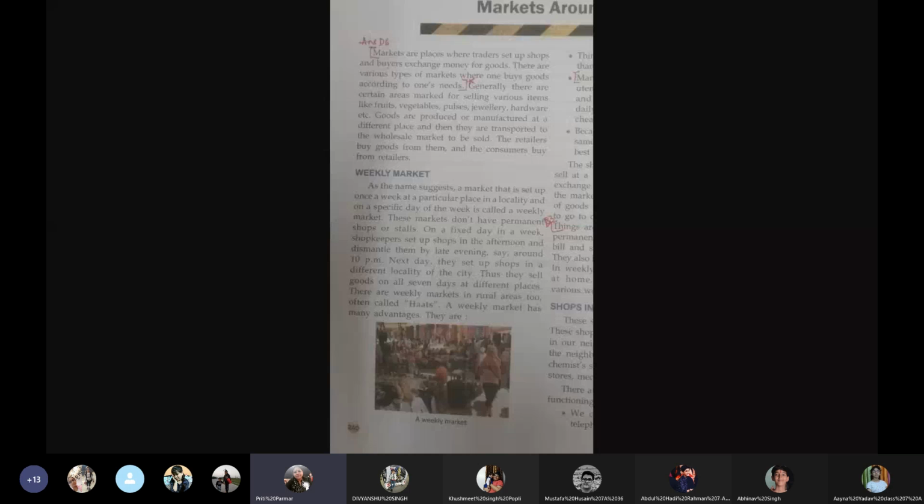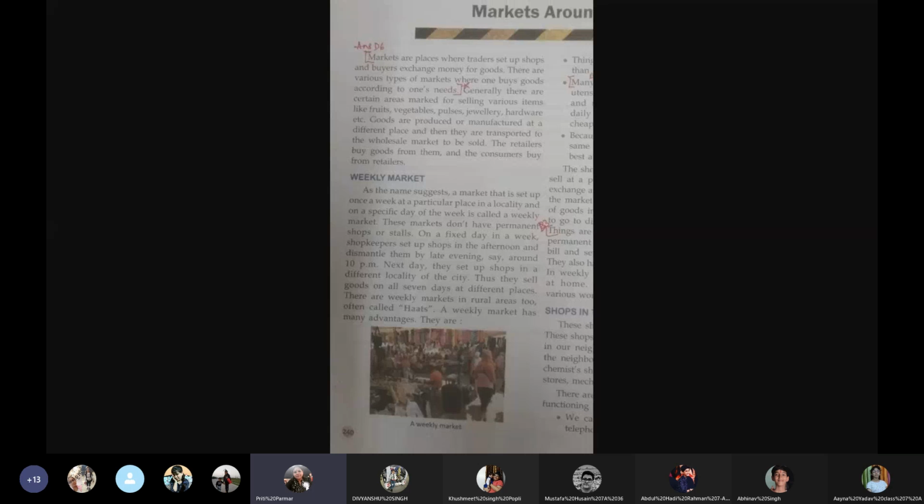Now, in rural areas, these same markets are known as हाट. In a village they say, हाट लगी है, आज बुद्ध की हाट लगी है. In other words, hart is a word which means market. So now there are many advantages for this. Let us go through the first one.